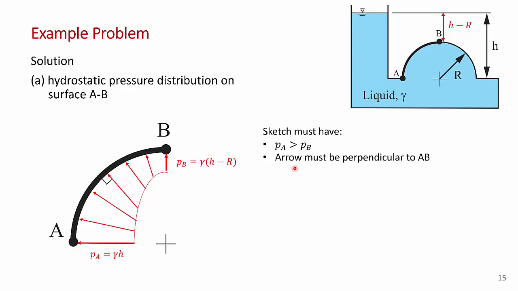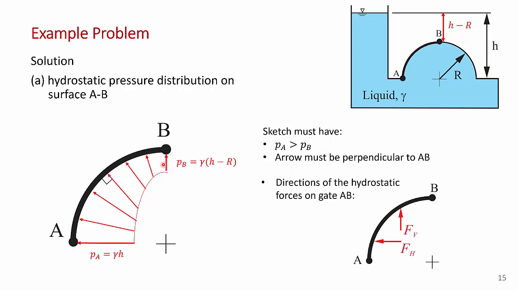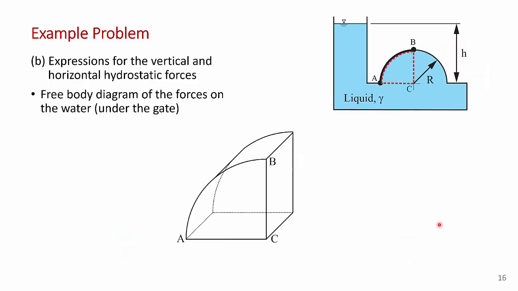So that's part A. One thing you should get from these pressure distribution diagrams is we can see right away the directions of the force of the water on the gate. You can see that all of these arrows have a force to the left, so the horizontal force of the water on the gate is going to be to the left. And all of these arrows, except for the very bottom one here, have an upward component. So the net vertical hydrostatic force on surface AB is going to be up. So that's one of the values of drawing these hydrostatic pressure distributions. The directions of the forces become instantly clear. So we're going to make sure we use those directions in our final answers.